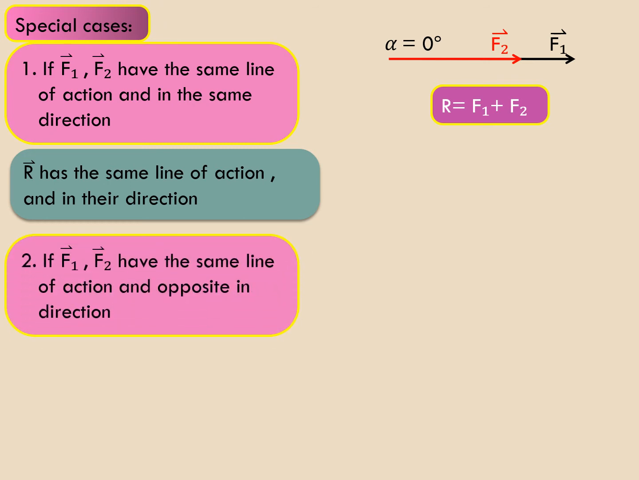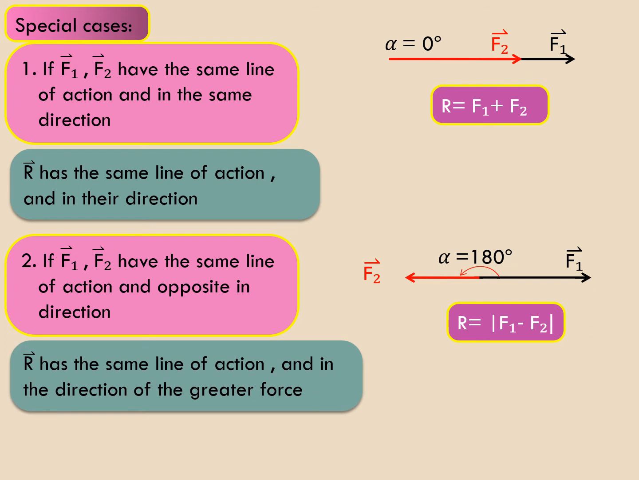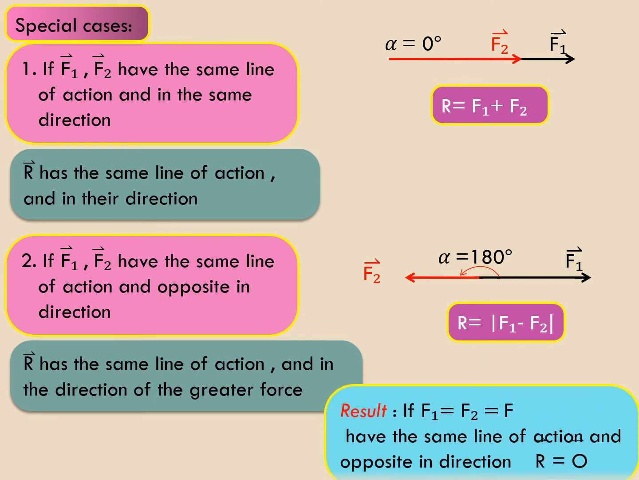If F1 and F2 have the same line of action and the opposite direction, alpha will be 180, so the resultant force will be the absolute difference between F1 and F2. And the direction of the resultant will be with the greater force.